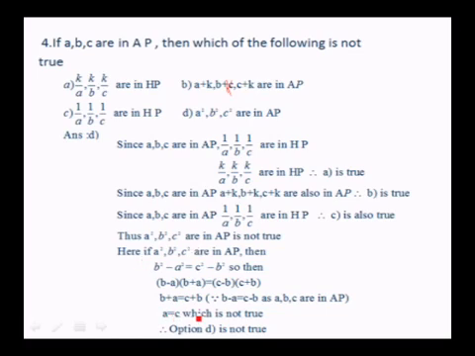You find that A is equal to 3, which is not true. Therefore, the option D is not true. So, answer is D.